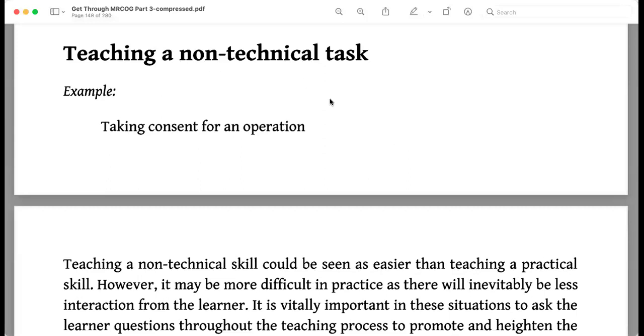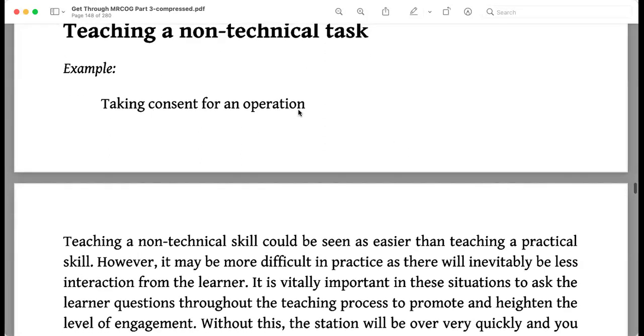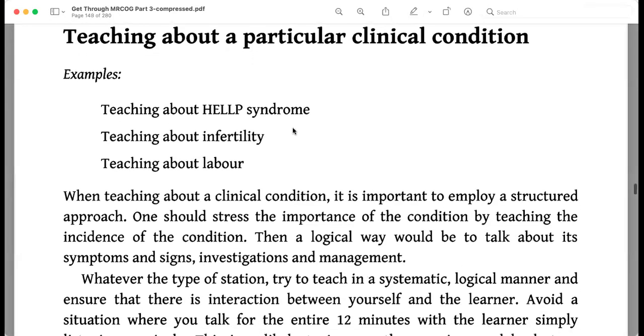Teaching of a non-technical task, like taking consent for an operation, like the first case that we have practiced today. Teaching about a particular clinical condition, like HELLP syndrome, or teaching about infertility or about labor, all the stages of labor and complications of labor, like, for example, inverted uterus, retained placenta. Be ready, or cord prolapse.